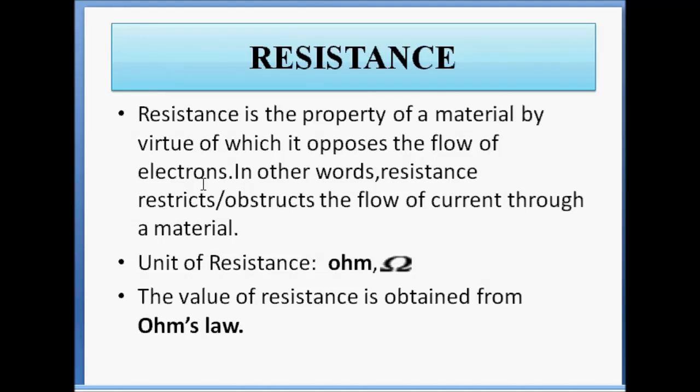Next we are going to discuss resistance. Now what is resistance? As the name itself suggests, it is that property of a material or substance by virtue of which it opposes, restricts or obstructs the flow of electrons in a circuit. In other words, it obstructs the flow of current through the material. The unit of resistance is ohms. The value of resistance is derived from Ohm's law. That's why the unit of resistance is ohms, because it's named after Ohm.